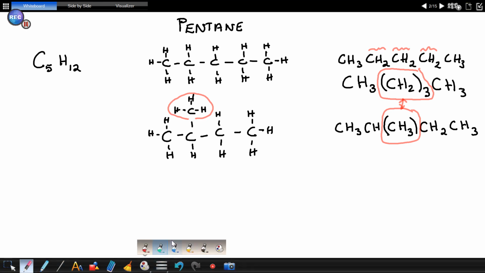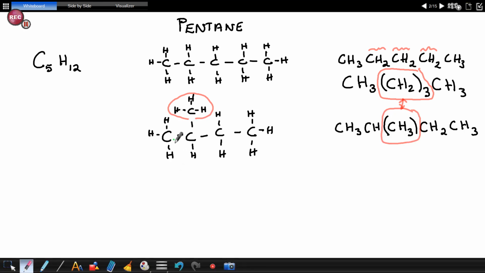Okay. We need to name this compound now. Any suggestions? Is it 2-methylbutane? Yes.